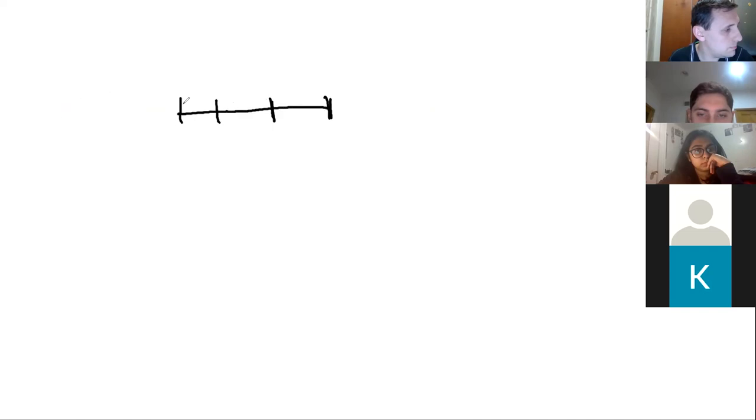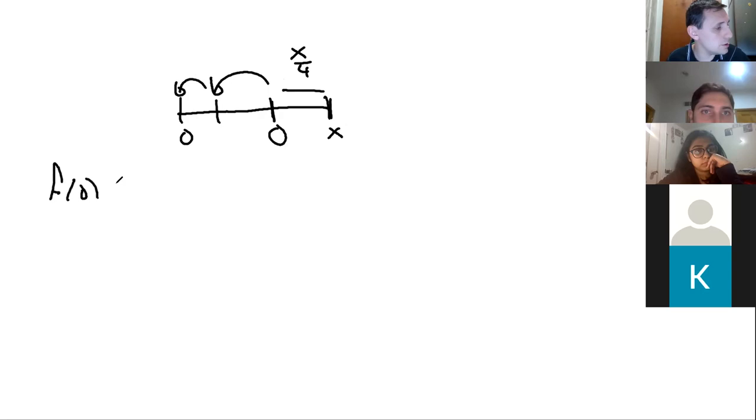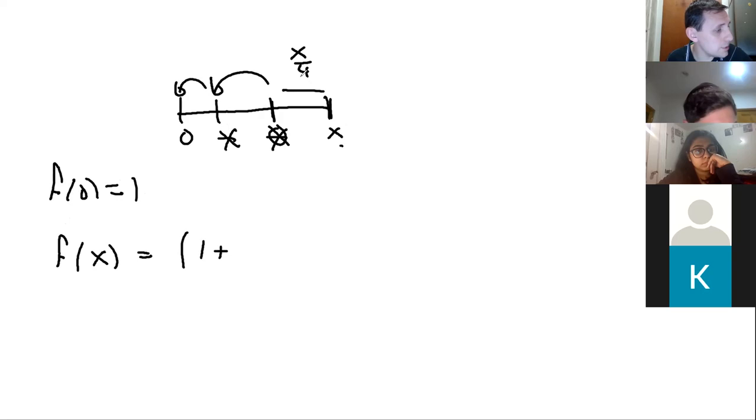Or four steps, right? So here you are at x, here you are at zero. What is the size of your step? The size of your step is x over four, yes? So my goal is to jump all the way to one point where I know the value, right? I know that f of zero is equal to one, but I don't know what f of x is, okay? So if this formula were completely true, this expression tells me that f of x is what? It's one plus the size of the step, the size of my jump, in this case x over four, times f of the number minus the step that I take.